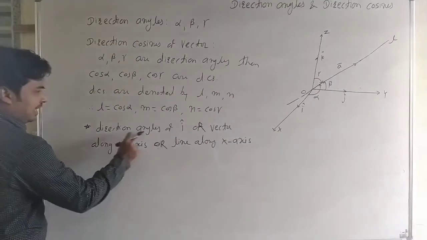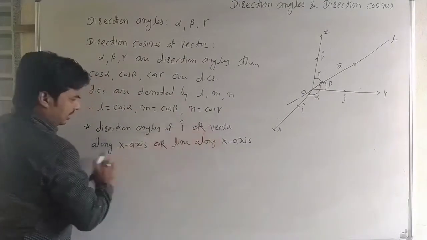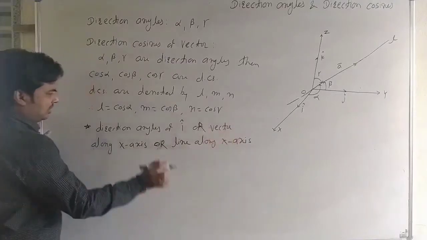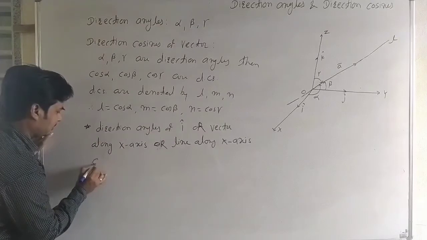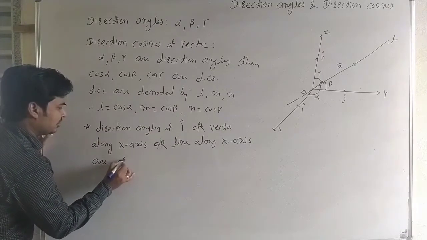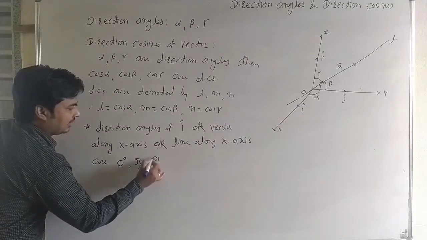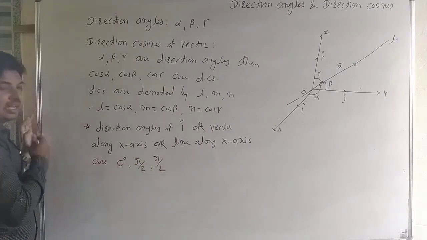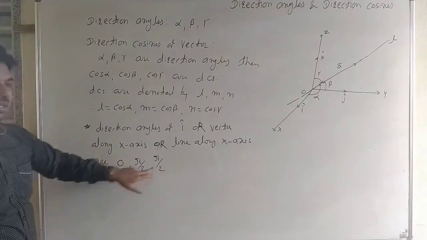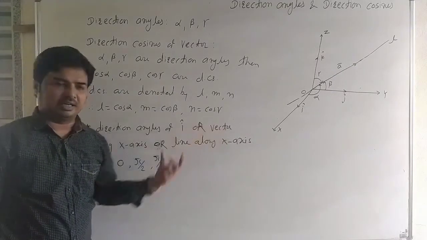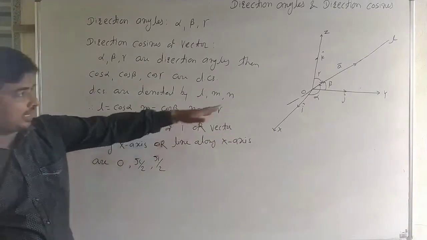So the direction angles of the vector i cap, a vector along the x axis or a line along the x axis, are 0 degree, 90 degree and 90 degree, or 0, pi by 2, pi by 2.